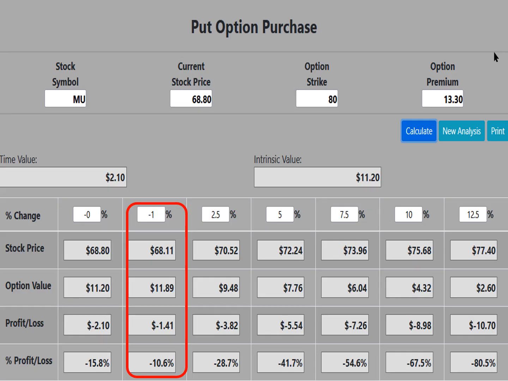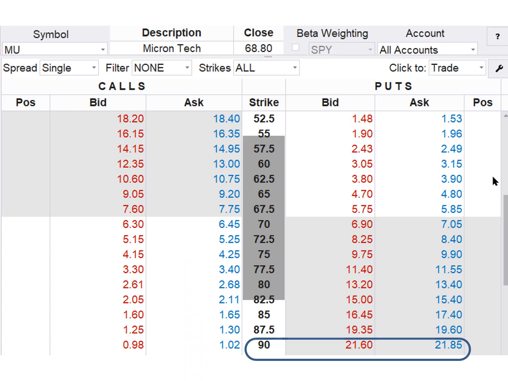Now let's take a look at buying the 80 strike put to see if it qualifies for the 1% rule. Here's the put option calculator picture for the 80 put. According to the 1% rule, we want the put to at least break even if the stock price is down 1%. The calculator picture shows that if the MU stock price is down 1%, the 80 put will lose 10.6% of its value. We want that to be break even or better, so the 80 put does not meet our requirements. Let's see if the 90 put will work.